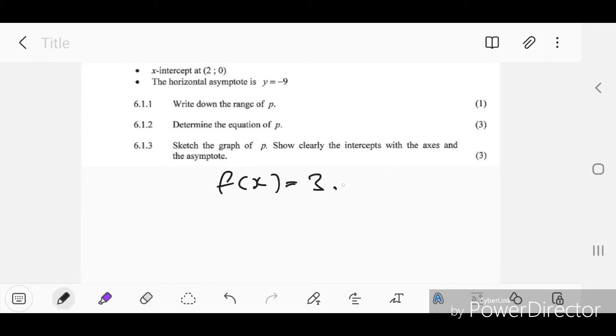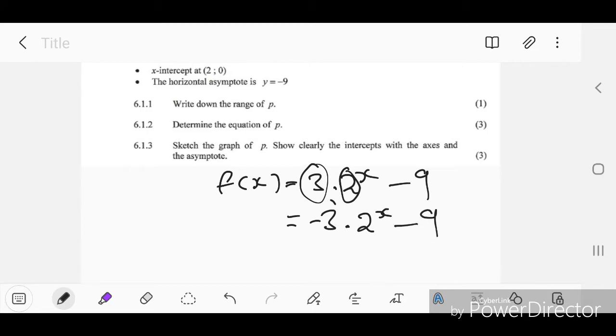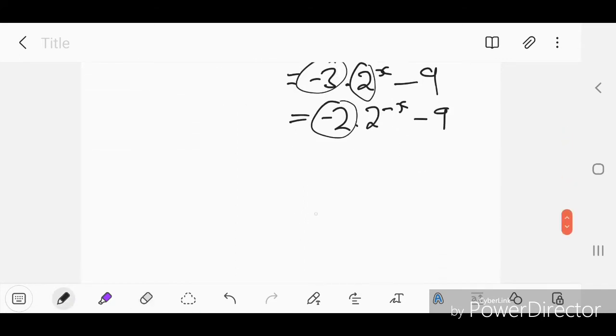Otherwise, if they say 3 times 2 to the x minus 9, I know that my b is 2, my a is 3. So if they wrote minus 3 times 2 to the x minus 9, my a is minus 3, my b is 2. Okay, and then if they write minus 2 times 2 to the minus x, then minus 9. What is my a? My a is negative 2. What is my b? It's not 2. I cannot have an exponent that is a negative.